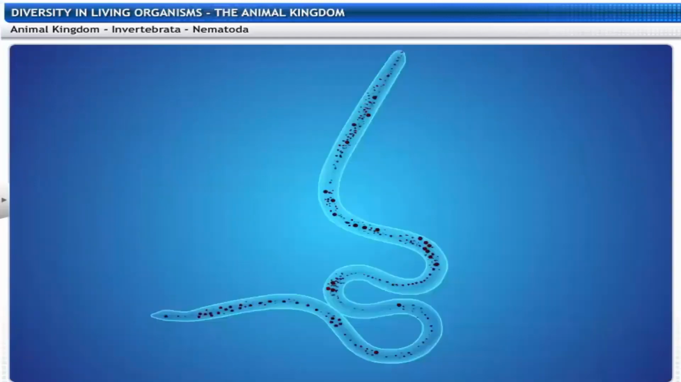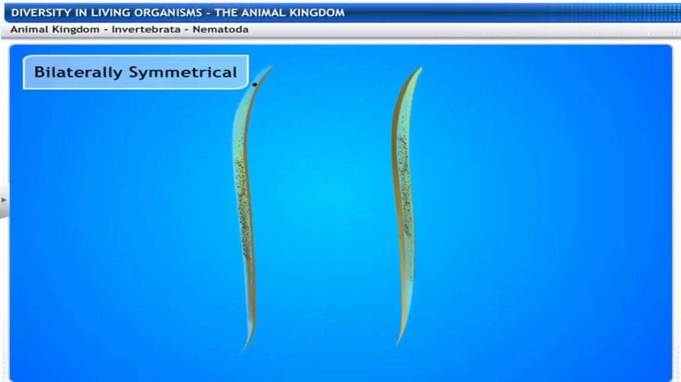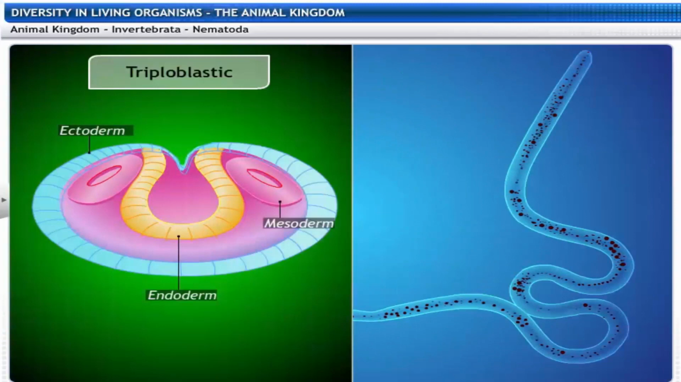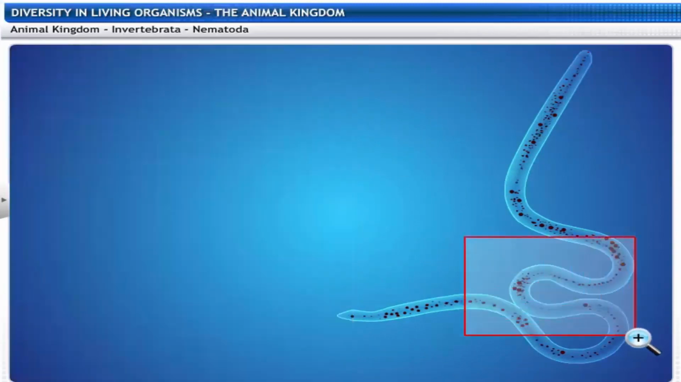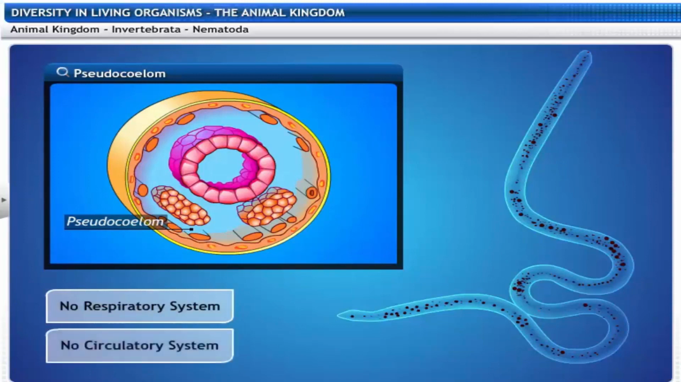Their bodies are long and cylindrical, showing bilateral symmetry. Nematodes are triploblastic. Their body cavity is a pseudocoelom. They also lack respiratory and circulatory systems.